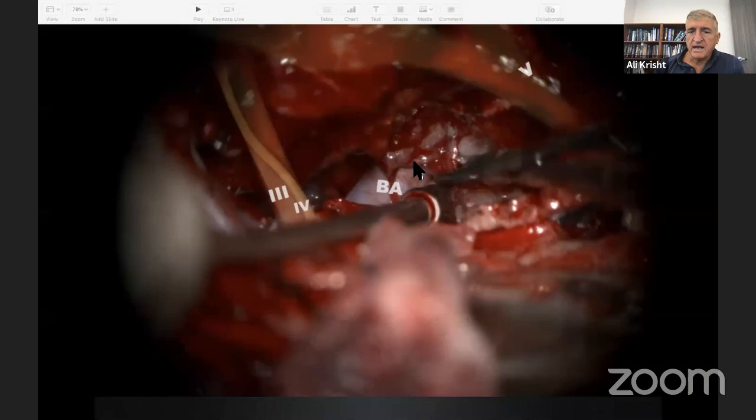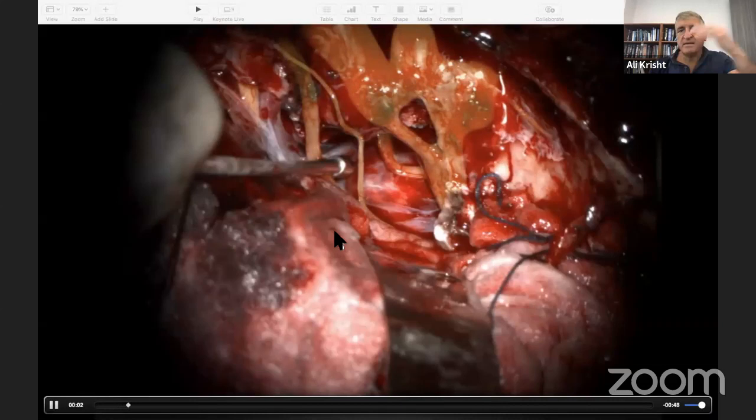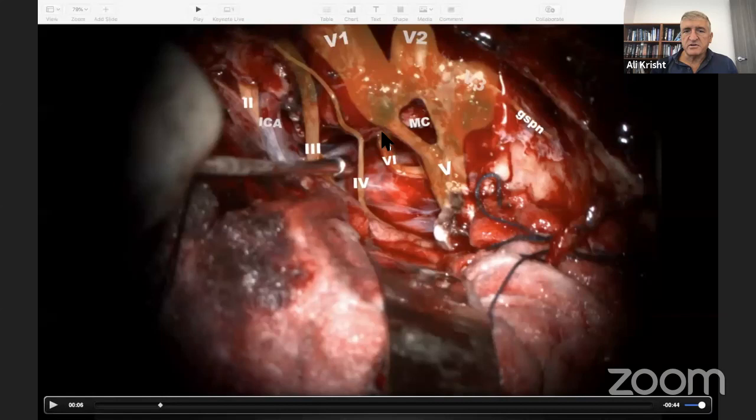fossa. So that by the time you're done, you can see the anatomy fully, where the sixth nerve is coming up, this is Meckel's cave clean, this is the fifth nerve, this V3, V2, V1, GSPN, and the fourth nerve going over the third nerve. And you can see it's a panoramic view without having to see much brain. This retractor is barely laying over the temporal lobe. And it follows the contour. It's like hugging the temporal lobe and going around it. So this is achievable in every case.